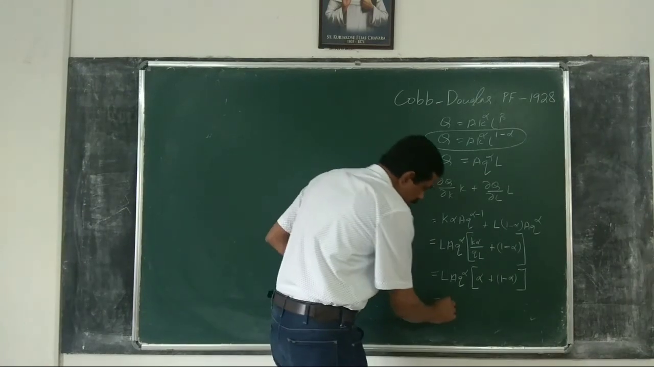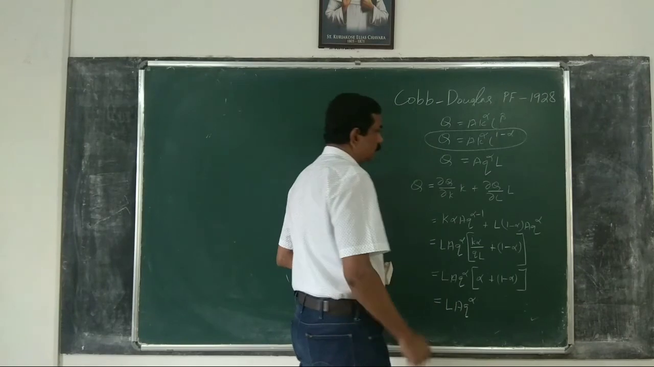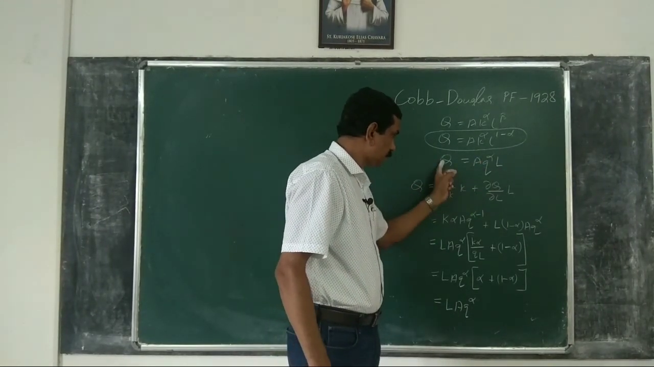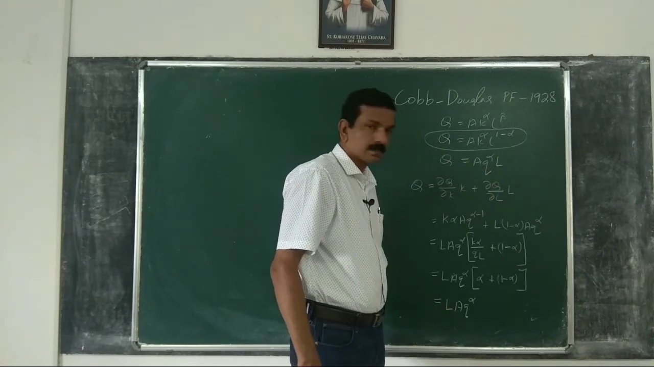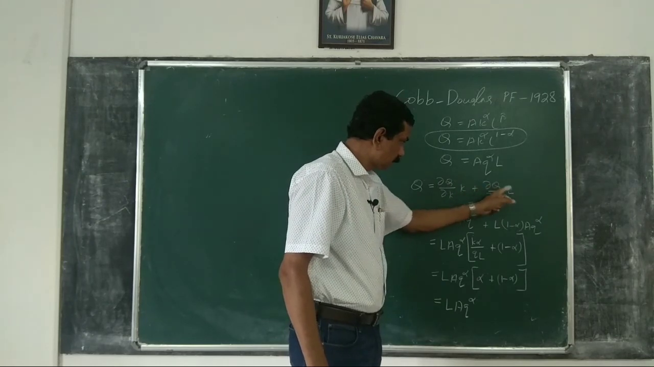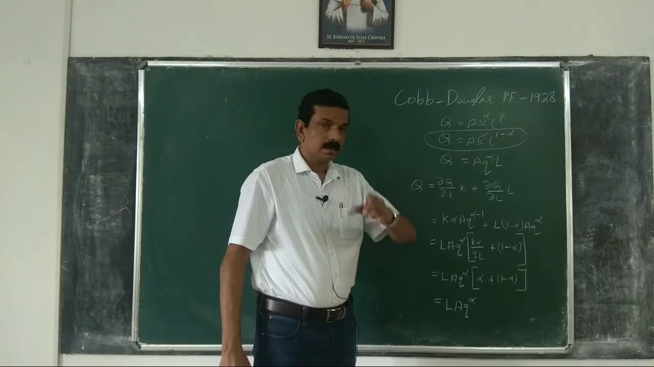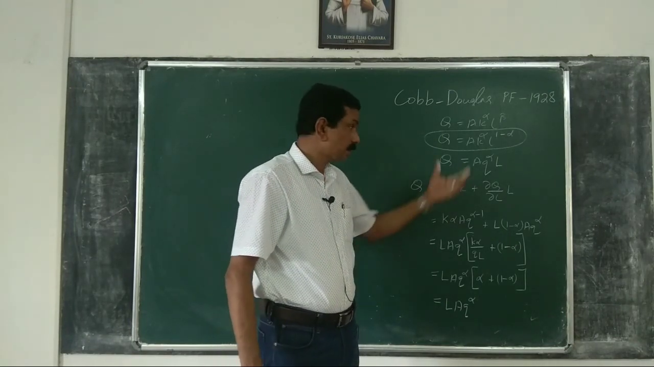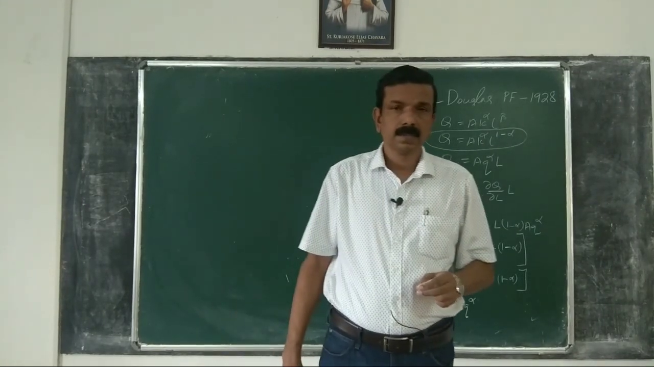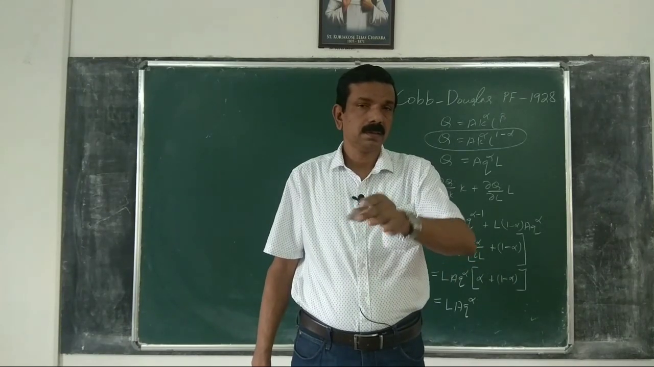So this will give you L A Q raised to alpha. That is Q. L A Q raised to alpha is another expression for Q. So K into dou Q by dou K plus L into dou Q by dou L is equal to Q. So the strict Cobb Douglas production function satisfies Euler's theorem. The remaining properties will be discussed in the next class.